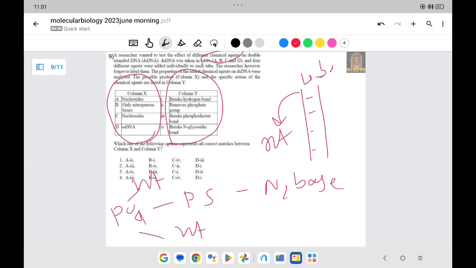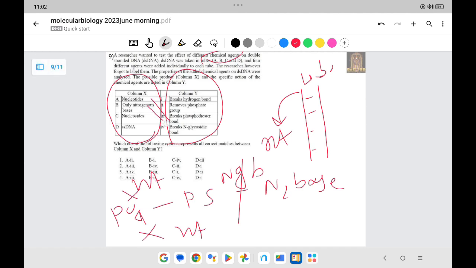And this bond is known as the N-glycosidic bond. So here, if you want these nucleotides, then you have to break this phosphodiester bond. So nucleotides will be released on the breakage of the phosphodiester bond. And the next one is only the nitrogenous base. If you want the nitrogenous base, then you have to break this N-glycosidic bond.